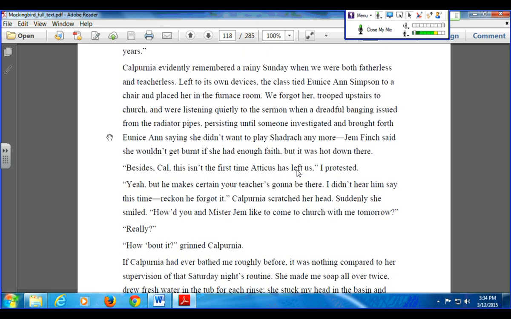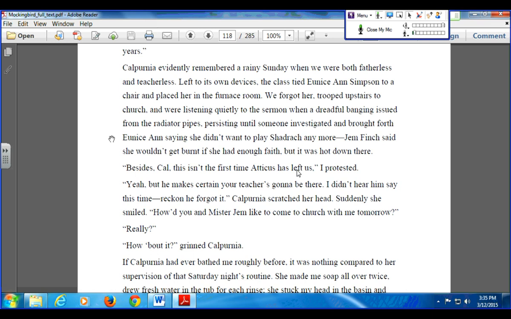Calpurnia evidently remembered a rainy Sunday when we were both fatherless and teacherless. Left to her own devices, the class tied Eunice Ann Simpson to a chair and placed her in the furnace room. We forgot her, trooped upstairs to church, and were listening quietly to the sermon, when a dreadful banging issued from the radiator pipes, persisting until someone investigated and brought forth Eunice Ann, saying she didn't want to play Shadrach no more. Jem Finch said she wouldn't get burned if she had enough faith, but it was hot down there.